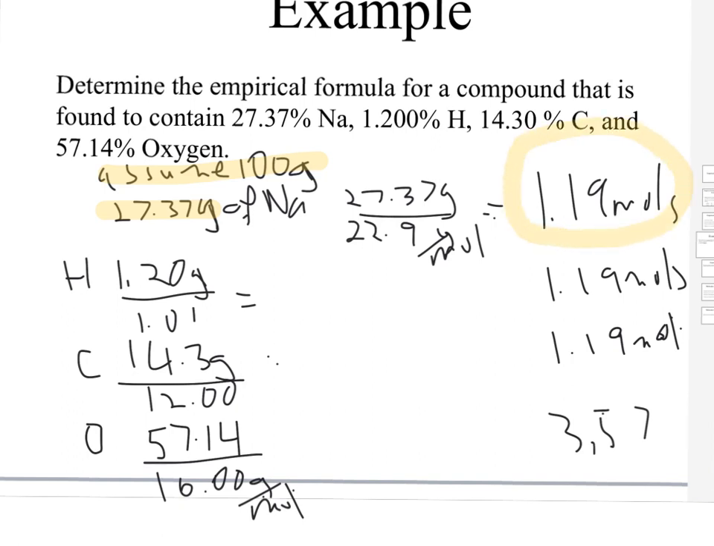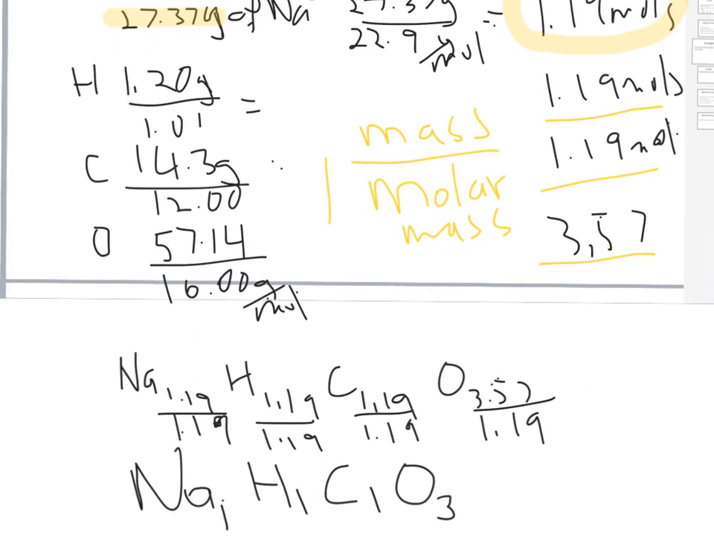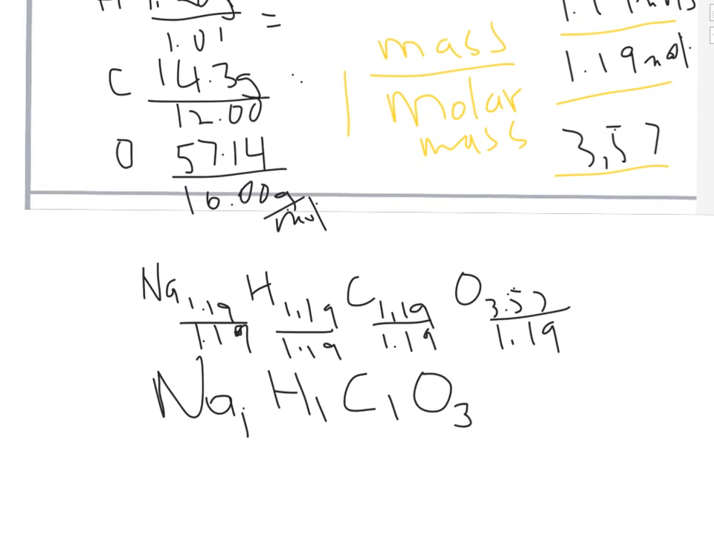And the way that you do that is you take your mass that you have, and you divide through by your molar mass. And that will always give you your moles. Okay, so there's our moles off to the side here. And you divide through by your molar mass, and then you end up with a ratio of some kind, and you divide through by the lowest number to get the empirical formula.